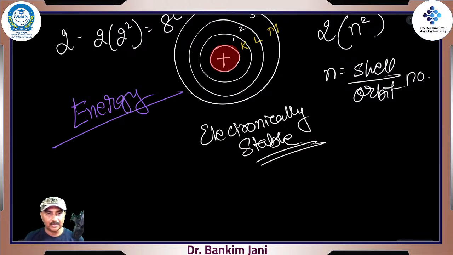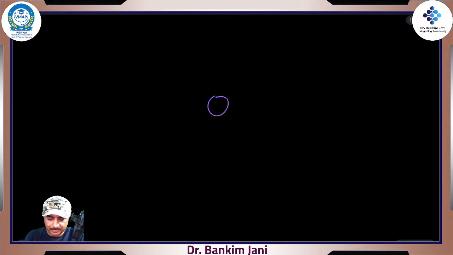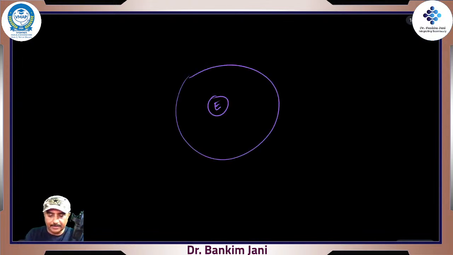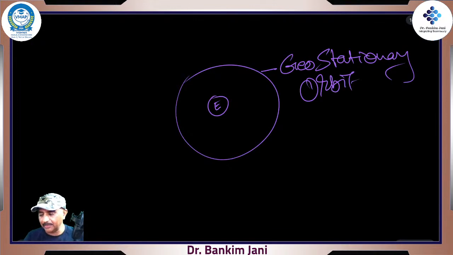One other principle, so that we don't have to cram, is the same principle which we use in satellites. Think of it like this: this is Earth, and there is one orbit which is called the geostationary orbit. In this orbit, even if you take this pen and put it there, it will keep moving around the Earth on and on for infinite years. Earth's gravity won't pull it down, and it would not move out into space.